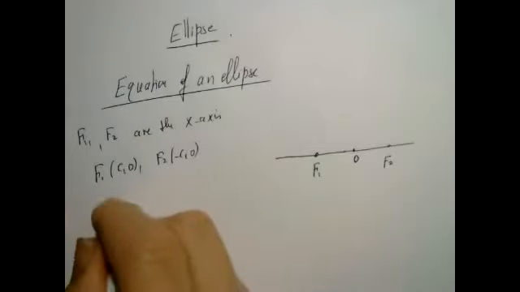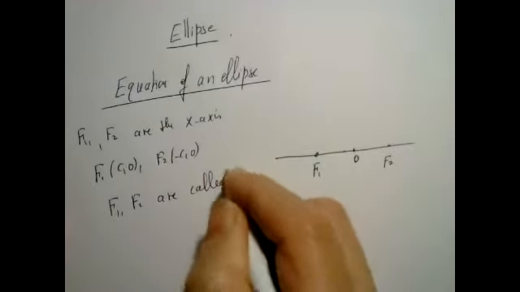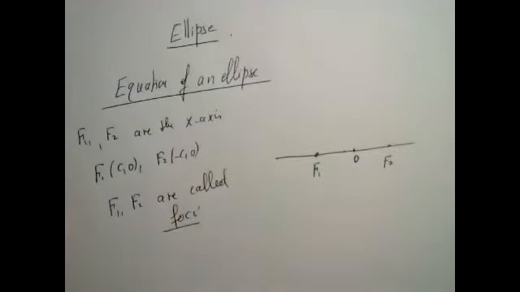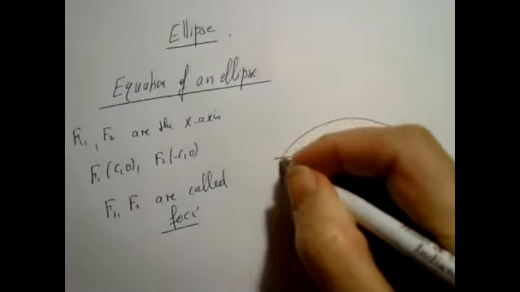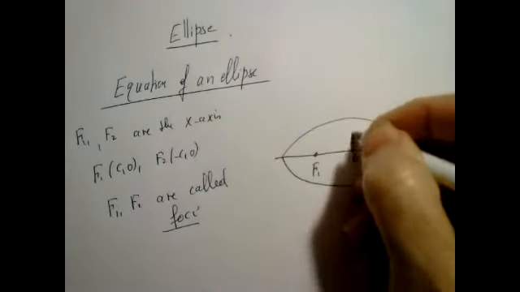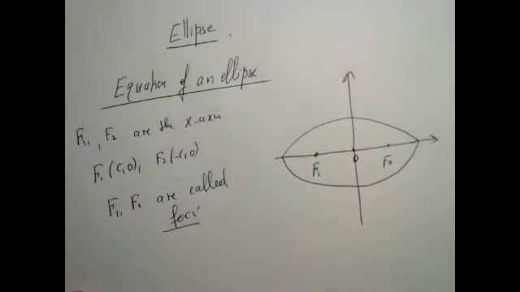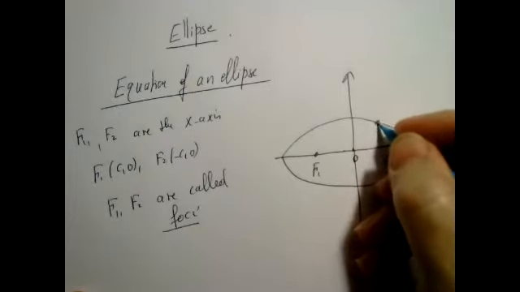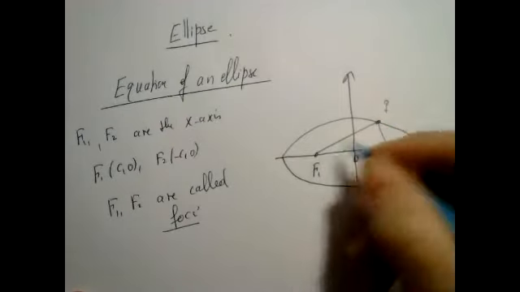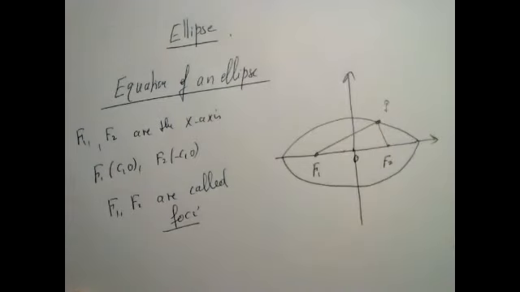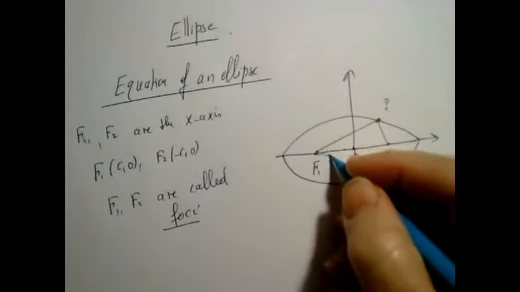F1 and F2 have a name. Probably some of you, of course, know it. They are called foci, and they have a very nice property that we will talk about at the end. Okay, so this is my ellipse. It looks like that, and this is the x-axis. If you take any point P on the ellipse, the sum of the distances PF1 plus PF2 is a constant number that we called 2a.